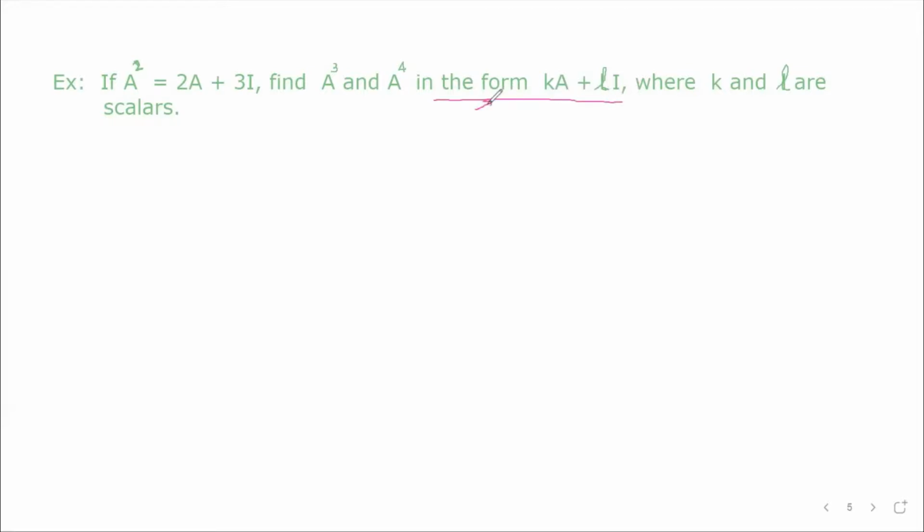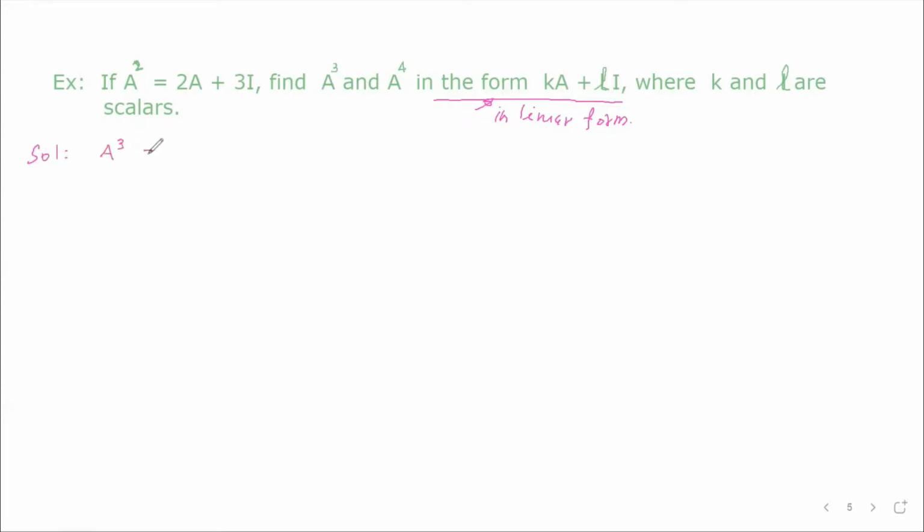Right now, this form is linear. This is a linear form. Okay, so we are going to find the scalars K and L. From this, we want to find A square, right? Solution: A cube.